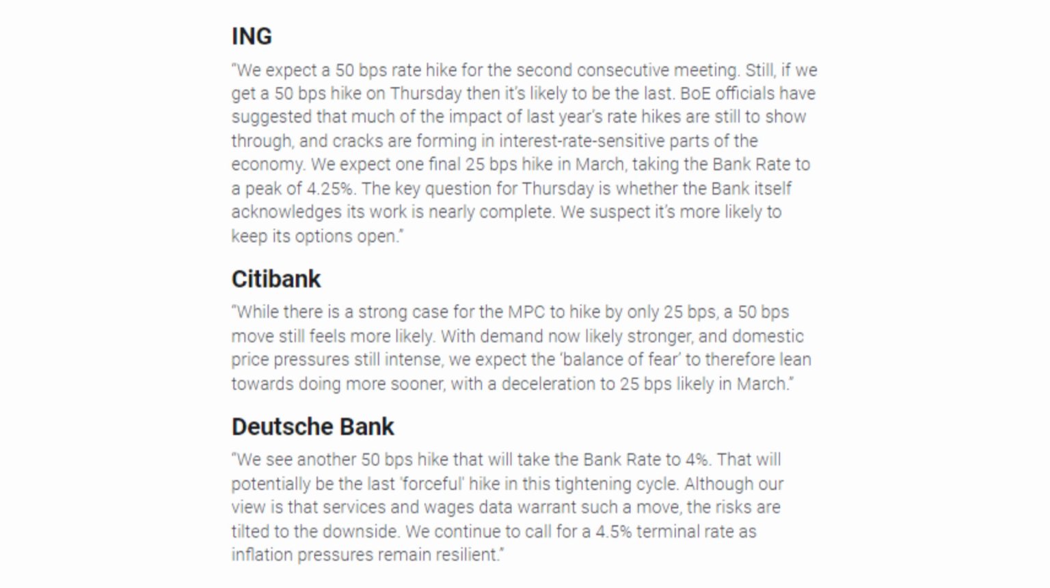Deutsche Bank. We see another 50 bps hike that will take the bank rate to 4%. That will potentially be the last forceful hike in this tightening cycle. Although our view is that services and wages data warrants such a move, the risks are tilted to the downside. We continue to call for a 4.5% terminal rate as inflation pressures remain resilient.